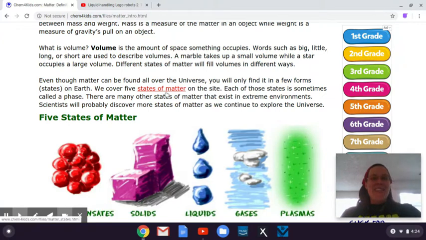All right, so each of the states is sometimes called a phase. And we're going to talk about phases. There are probably many other states of matter that exist in extreme environments.